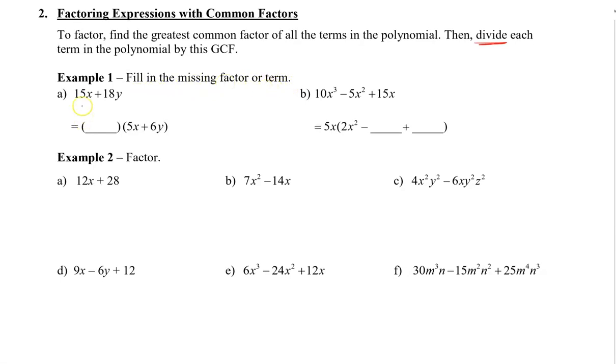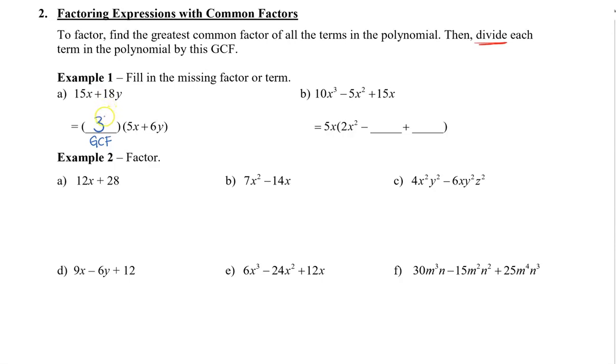So in this first example, we have 15x plus 18y. So we can see that we have a blank in front of this binomial. The binomial is 5x plus 6y. So we can see that the thing or the term that goes in this blank is the greatest common factor. So seeing that this is 5x, 15x divided by 5x gives me 3. 18y divided by 6y also gives me 3. So we know that this greatest common factor is 3.